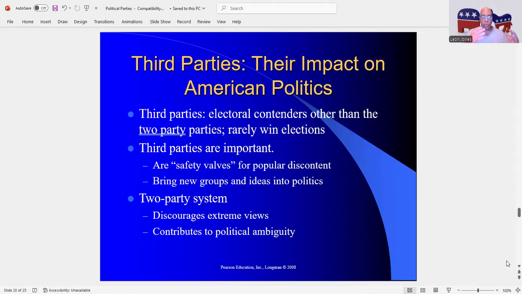And then you have the 2-party system. And the problem with the 2-party system is they're all wrapped up in the money, no term limits, and it's supposed to discourage extreme views. Not true. The Democratic left has a lot of extreme views, and a 2-party system contributes to political ambiguity.